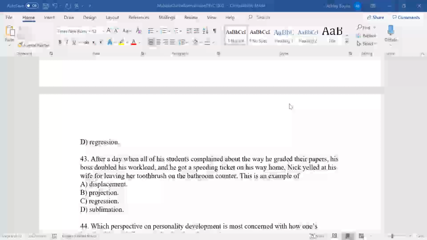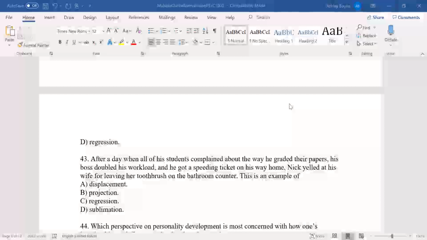Okay, so we're going on to number 39. A person's blank is their typical way of thinking, feeling, and behaving. Temperament, personality, attribution, or psyche. And you all are right. The answer is B, personality.